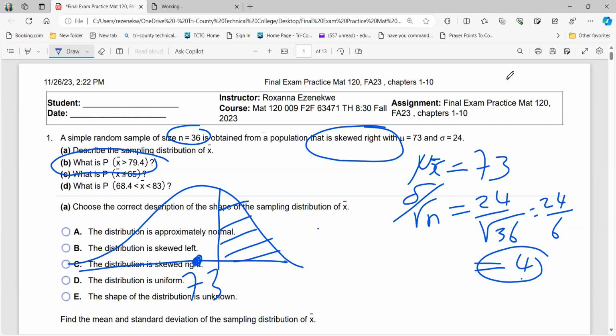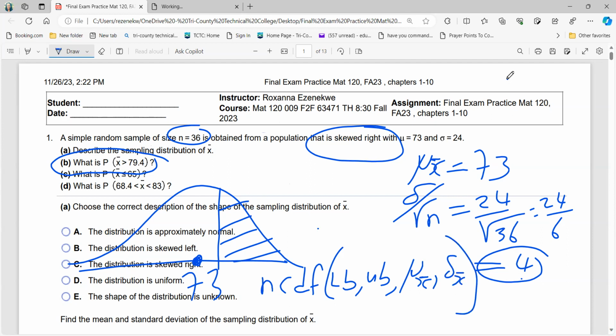Okay, so I will do normal CDF, lower bound. Remember, that's the argument. Lower bound, upper bound, the mean of the sampling distribution, and the standard error. And I already have standard error here. I have everything I need.